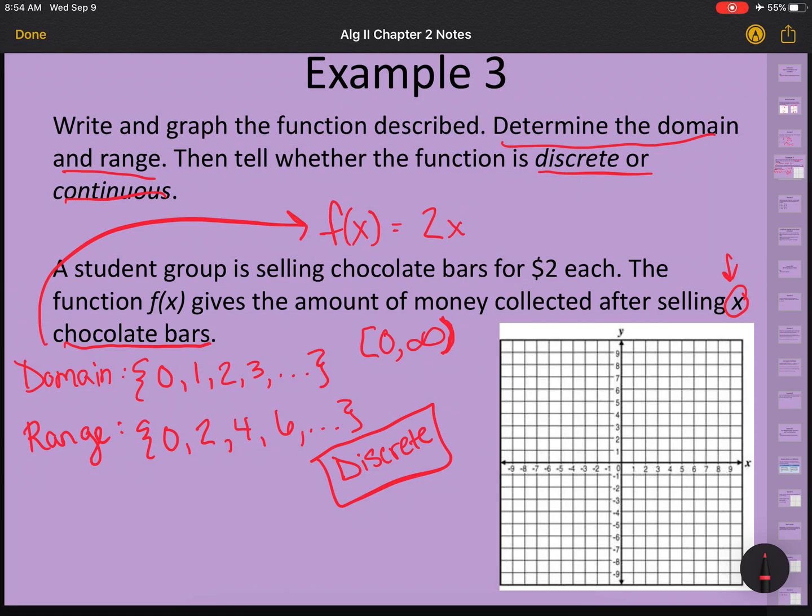But I still need to graph that, right? So if I graph that, 0, 0, then 1, 2, then 2, 4. If I sell 3 candy bars, that's $6. 4 candy bars, that's $8. On and on and on. And I can't connect them, because I'm missing some numbers in between, right? So at $3 I'm missing, at $5 I'm missing, at $7 I'm missing on my y value. I'm missing those numbers, so I can't connect them. That's why it is discrete. They are broken up by points.